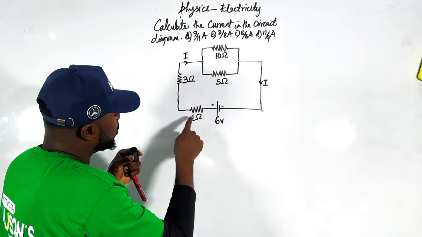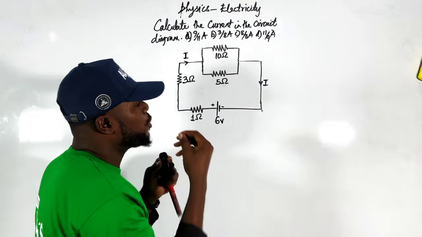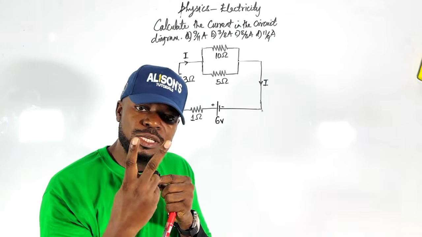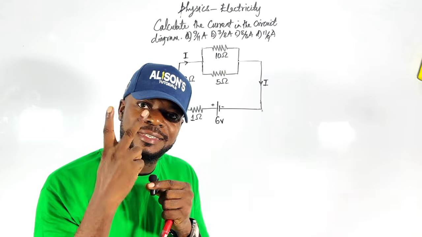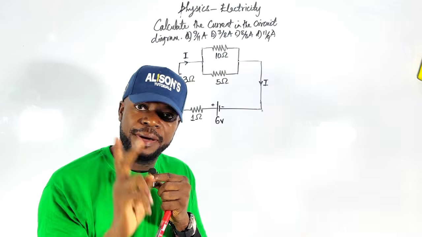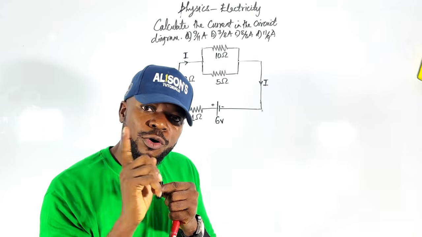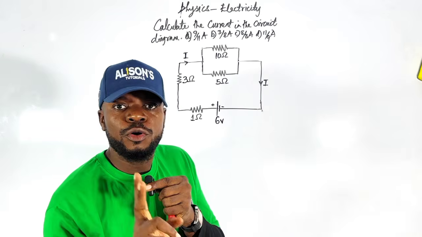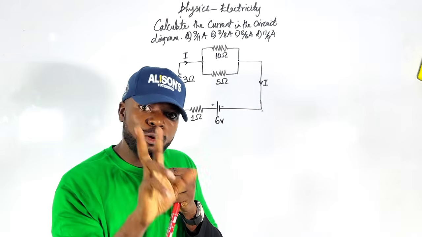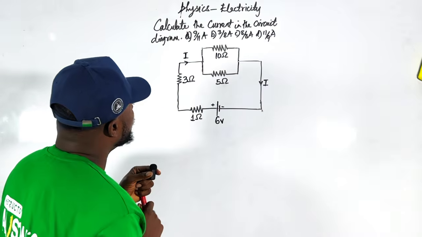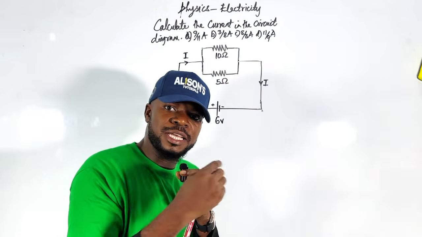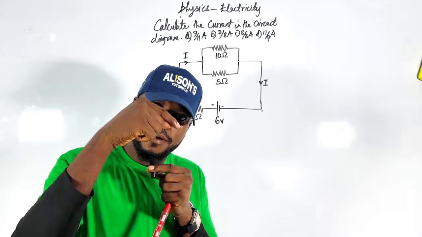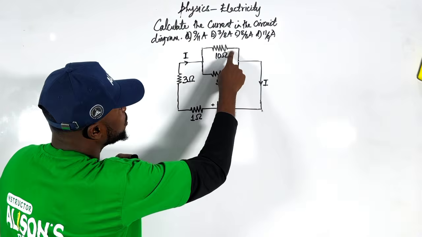This resistor, this one and this one, 1 ohm and 3 ohm, they are connected in series. You get two ways when you connect resistors. Either you connect them in series or you connect them in parallel. For series connection, there is a formula for that one. For parallel connection, there is a formula for that one. I will show you step by step. So how I want you to take note is that this one is in series and the one there is in parallel. Another thing, these two are in parallel.